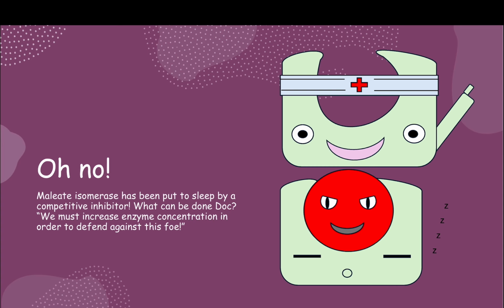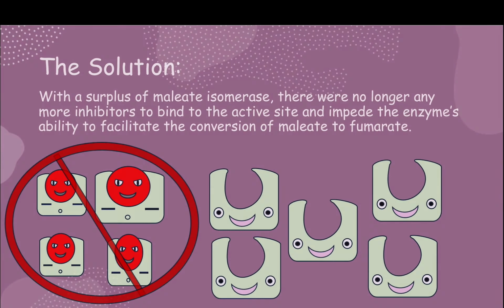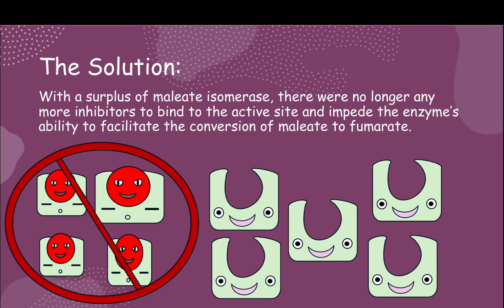What can be done, Doc? We must increase enzyme concentration in order to defend against this foe, he said. For a solution, a surplus of malleate isomerase. There were no longer any more inhibitors to bind to the active site and impede the enzyme's ability to facilitate the conversion of malleate to fumarate.